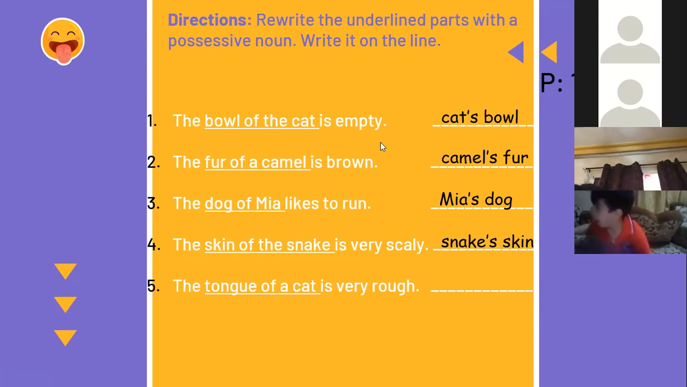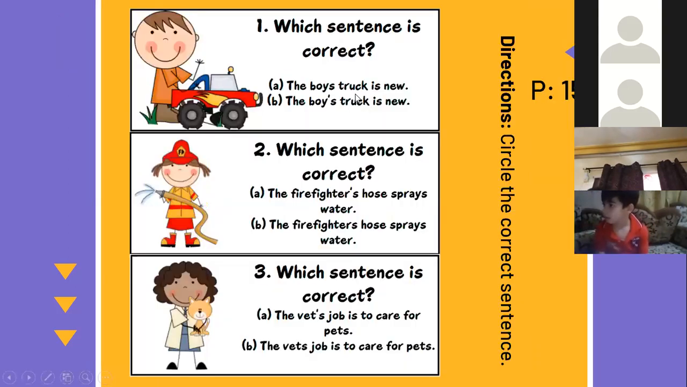The tongue of a cat is very rough. Okay, how do we change it to a possessive noun? The cat's tongue. Bravo, cat's tongue. Excellent. Now, let's move on to page 153.